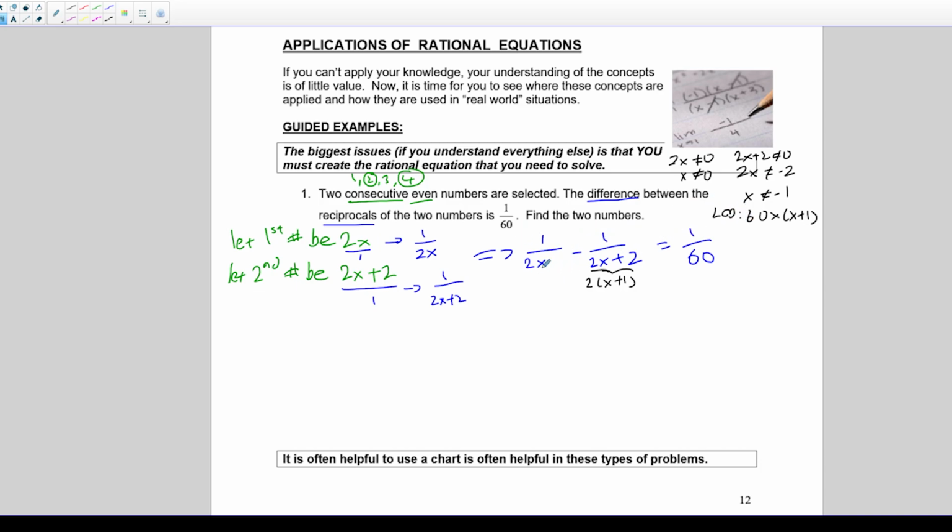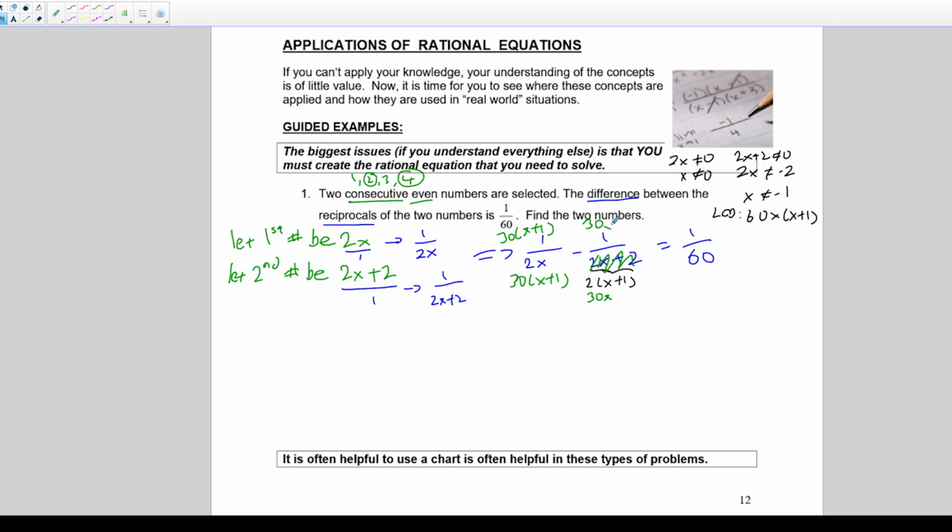So for this first rational, we're going to multiply by 30 times x plus 1. So what I do to the bottom, I also do to the top. And then for the second one, since I already have a 2 on the bottom, I'm just missing a 30. Whoops, let's do this. I'm missing a 30x.